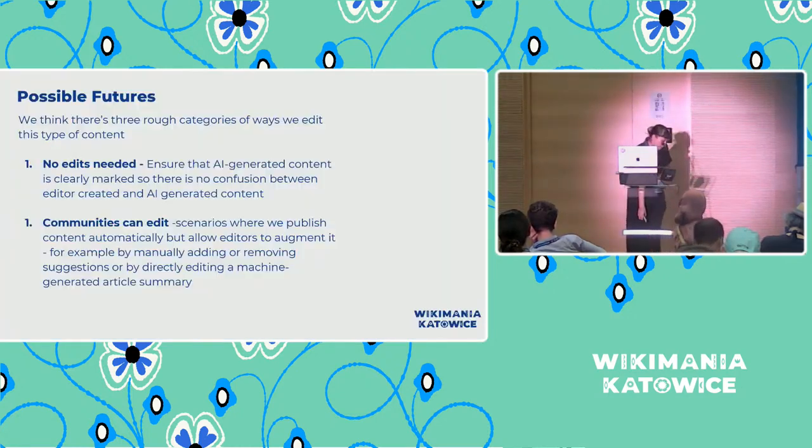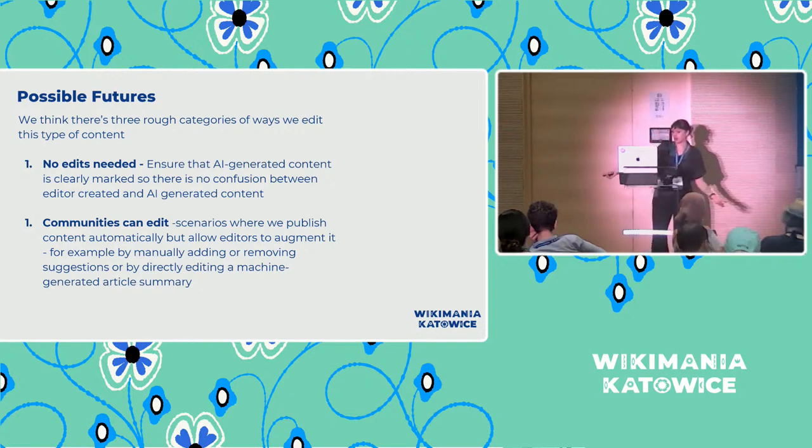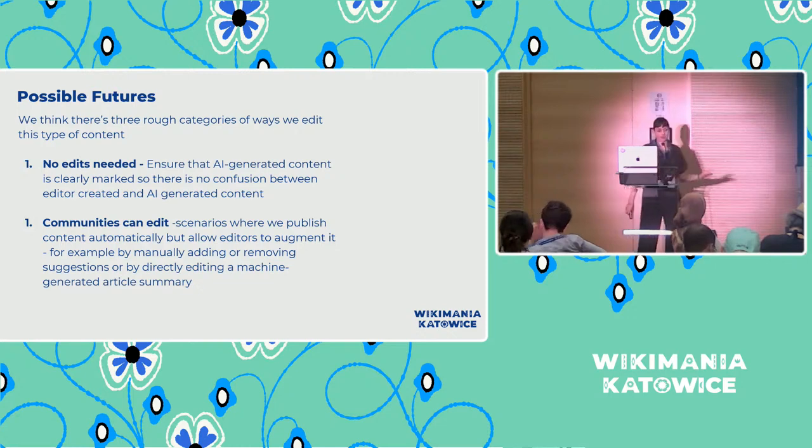So, imagining that some of these features are out there, there's a few different ways that we think people can edit this type of content. Way one is the simplest: no edits needed. We just very clearly mark this is AI generated, or this has a machine involved, and we make sure that is very obvious and that no one is confused. That's one way we can approach this, and that might be a good way for some of these features, and maybe not for others, or maybe it might be a good way for all of them. We don't know yet. The second one is allowing communities to edit.